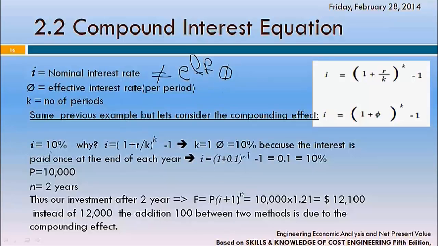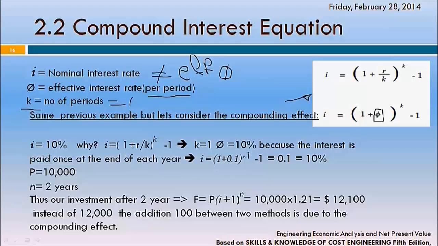Why in this example is it the same? Because the number of periods k is equal to 1. What does it mean? We are going to be paid once in the year. The bank is going to pay us the interest once a year. So let us just substitute I equal 10%, which is the nominal interest rate. Why? Because I equals 1 plus r over k to the power k minus 1. This is again from the Skill and Knowledge 5th edition book. R over k we also refer to as the effective interest rate per period.